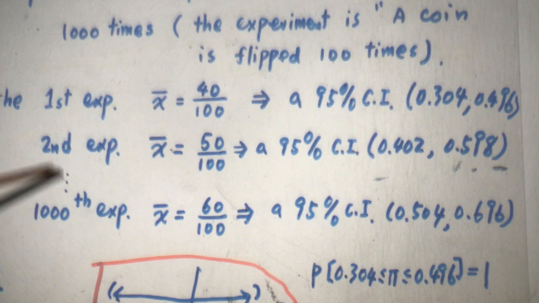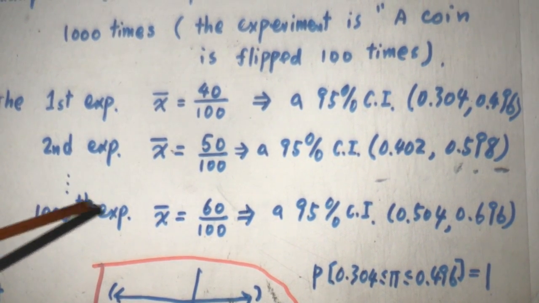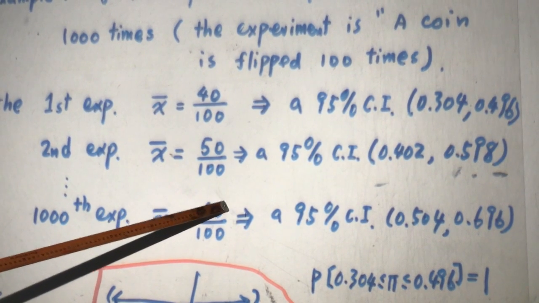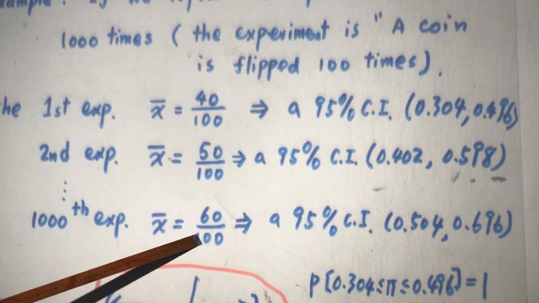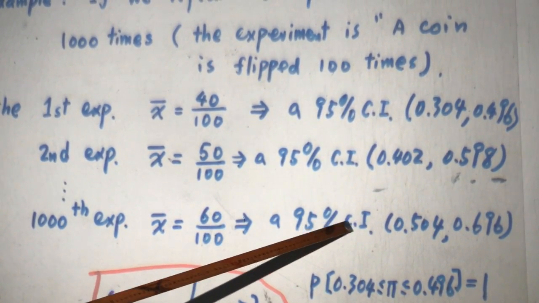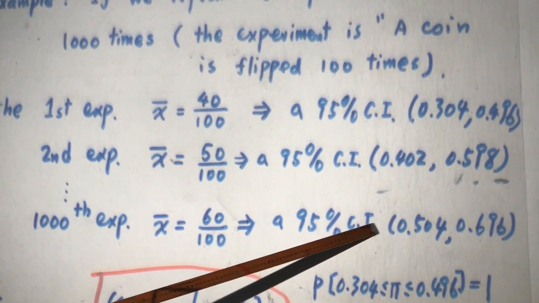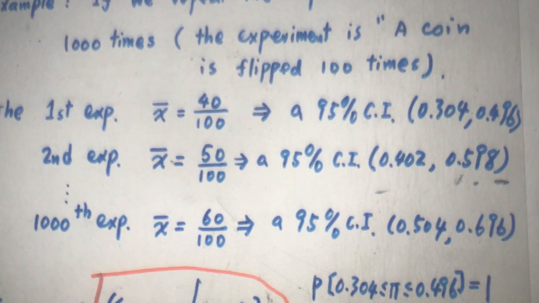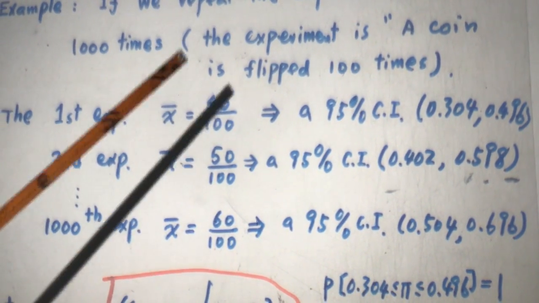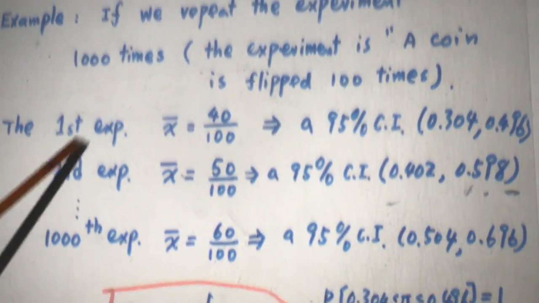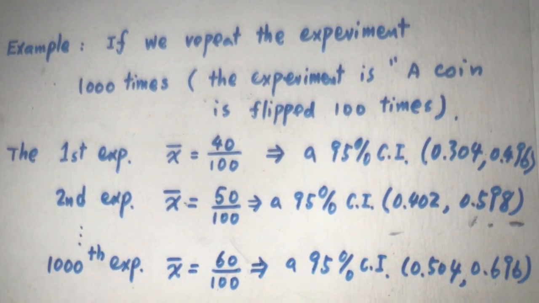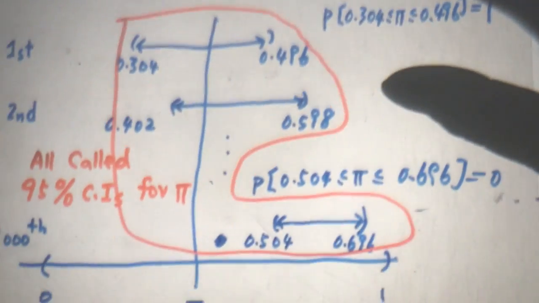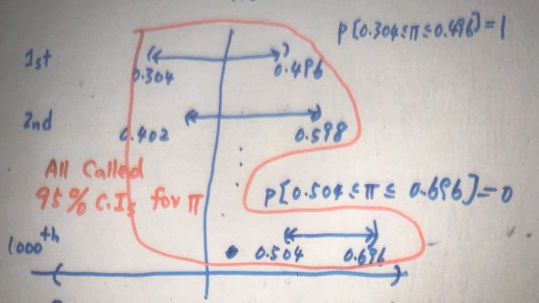Okay? Now I keep doing this until the very last experiment, the last 100 flips. I saw 60 heads, 60 over 100. So a 95% confidence interval for pi is 0.504 to 0.696. Is that okay? Now, I have 1,000 95% confidence intervals. Now let's look at the picture below, okay?